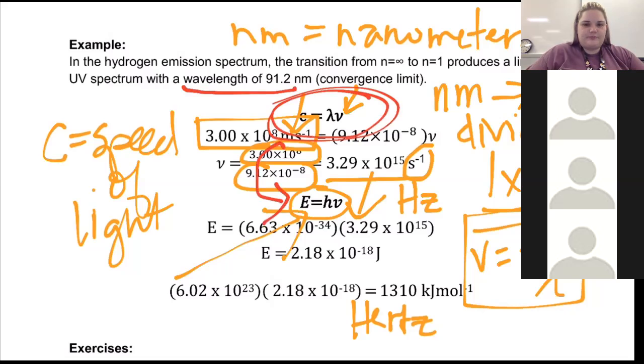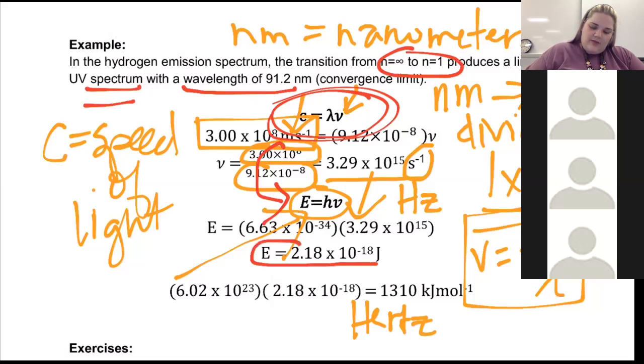And so this is what they said, if you read the whole problem: in the hydrogen emission spectrum, the transition from n equals infinity to 1 produces a line in the UV spectrum with a wavelength of this, and that's the convergence limit. And so they're asking us to calculate the energy. And so those are the steps that we would have to go through. Now, this answer right here, this is the energy, okay?